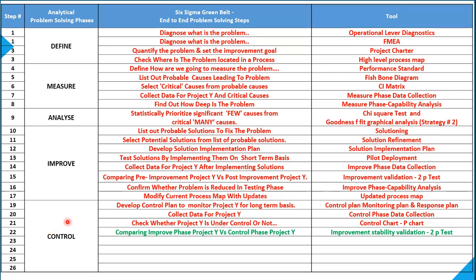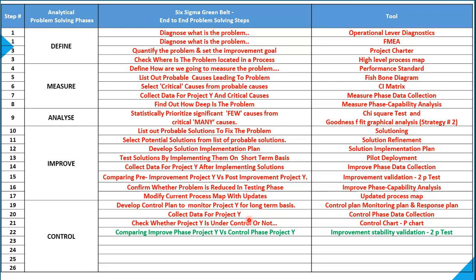Then we will enter the control phase, where we're going to prepare a control plan to monitor project Y on a long-term or ongoing basis, right? The control plan has a monitoring plan and a response plan. Then once we have passed over the task, the operations team will continue monitoring the performance of project Y henceforth, right? All a Six Sigma green belt is supposed to do is visit operations once a week and collect the data of project Y on a weekly basis for the next 6 to 7 weeks.